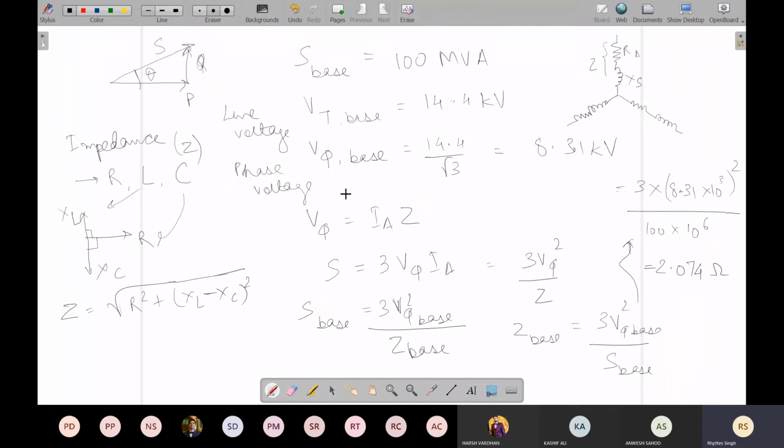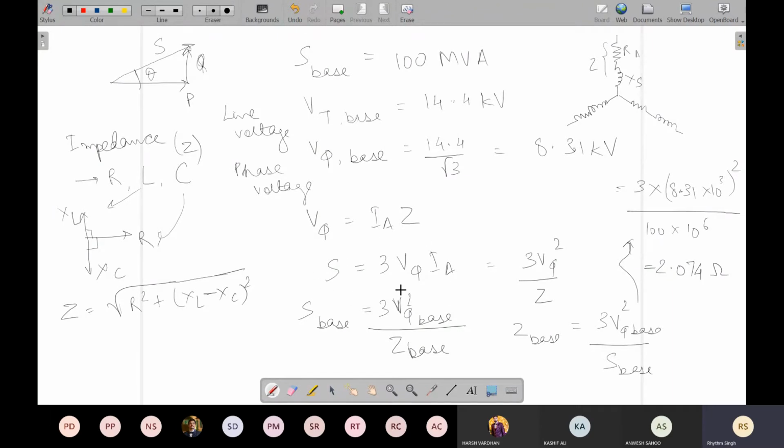So why we are converting to phase quantities is because your impedance in this case is defined only for the phase. That is the only reason behind this. So from the base line voltage, I got the base phase voltage, and this is again a standard thing. We have discussed this when we were discussing the theory also.